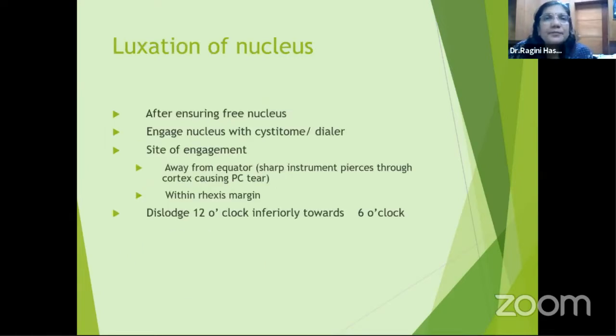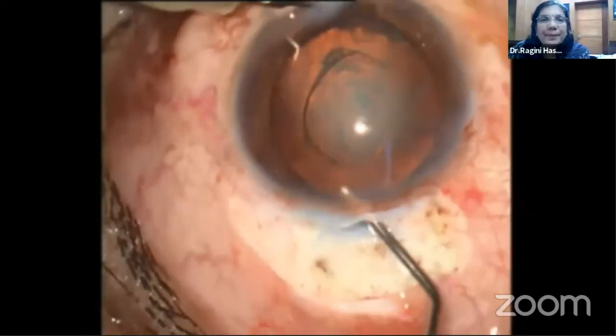Now, luxation is that after ensuring a free nucleus, you engage it with the cystitome, but it is very important to know that the site of the engagement should be away from the equator. Otherwise, you will pull, and it should not be engaged into the capsule. Otherwise, the capsule gets pulled. And you have to dislodge the nucleus slightly from the 12 o'clock to the 6 o'clock in the same plane.